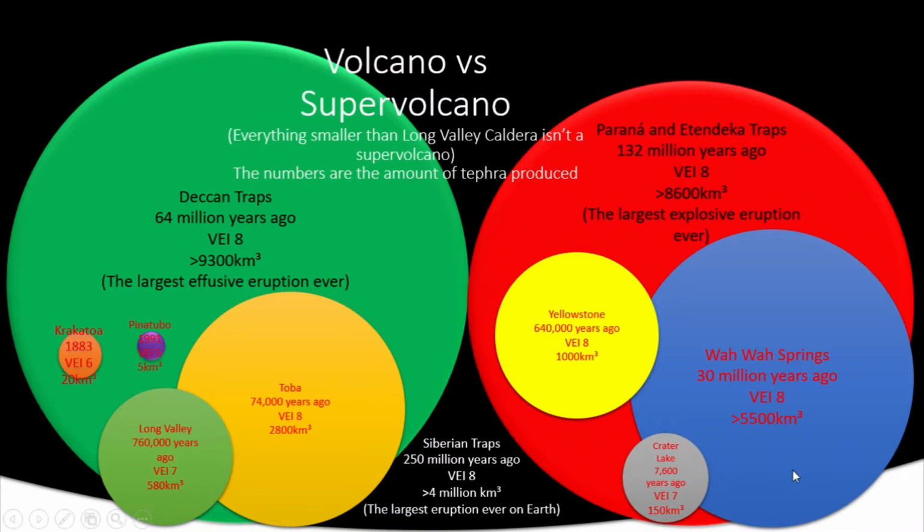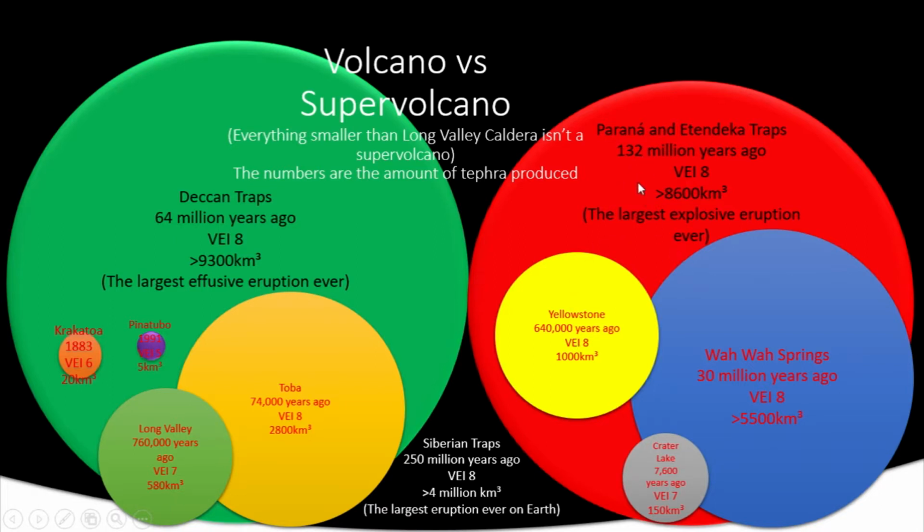Then we have the Wawa Spring, 30 million years ago, VEI 8, more than 5,500 cubic kilometers. The Wawa Springs were a supervolcano that we didn't know about. We only learned about it recently. But as you can see, it's also in the US. It's much bigger than Yellowstone.